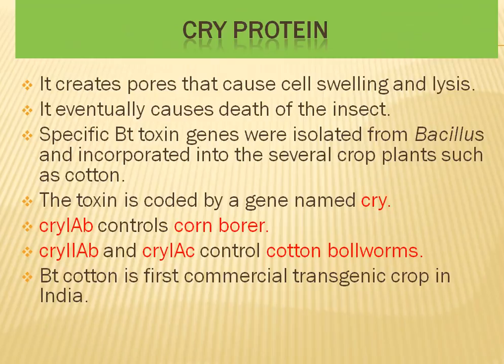Specific Bt toxin genes were isolated from Bacillus and incorporated into several crop plants such as cotton. The toxin is coded by a gene named CRY. CRY1AB controls corn borer, CRY2AB and CRY1AC control cotton bollworm. Bt cotton is first commercial transgenic crop in India.